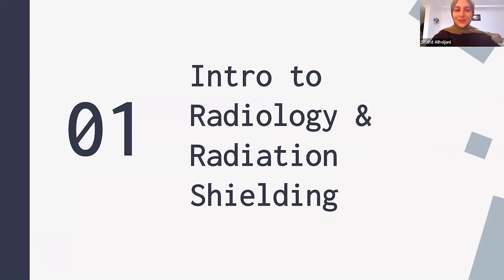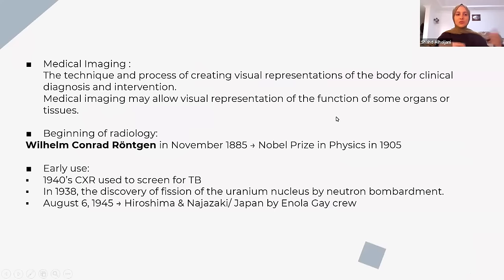So the first part will basically be all the physics stuff, and then we'll move on to the actual radiology and the radiation shielding. Starting with the introduction. So this is just general background information about defining medical imaging. Medical imaging, there isn't much to explain here. It's the technique and process of creating visual representations of the body for clinical diagnosis and intervention. So basically, we're trying to find any abnormalities in the body, for example, any fractures, any stones, and so on. And then based on the image, we'll be intervening, whether it's surgical or anything else, to solve the issue.